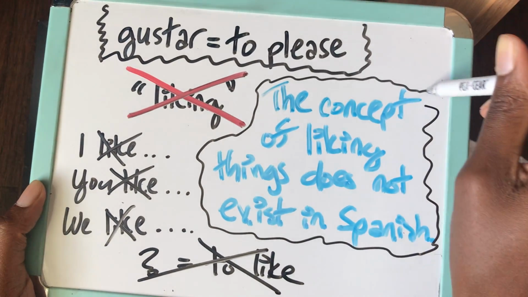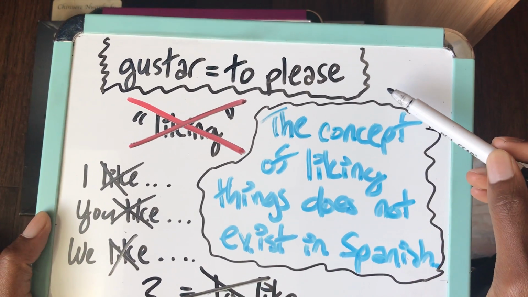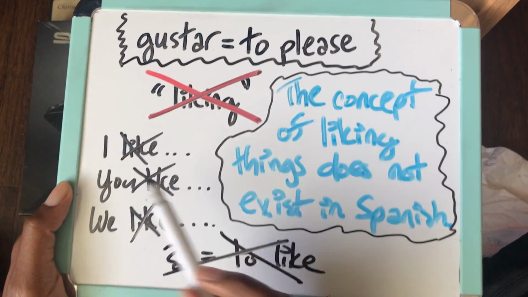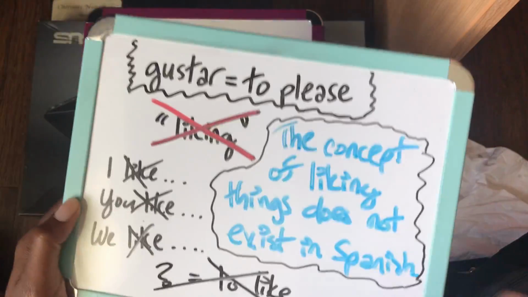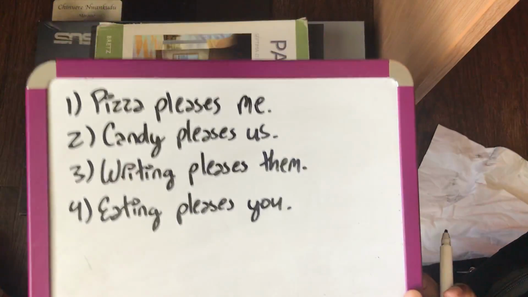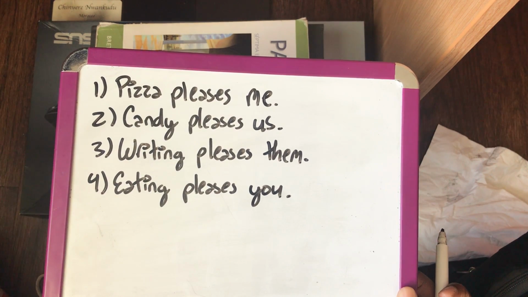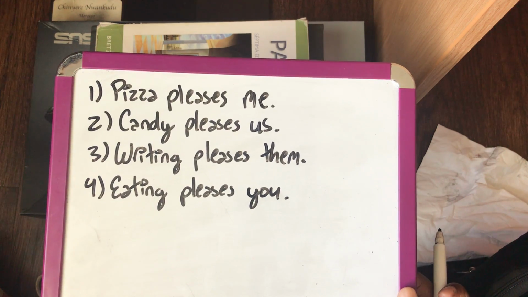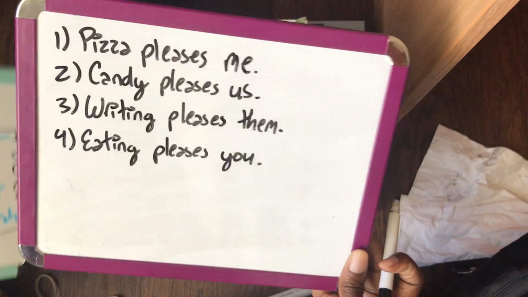And the quicker you get rid of the idea of liking, and the quicker you start replacing it with to please, the happier life is going to be. No I like, no you like, no we like, no nothing. That's all gone, okay? What we have is to please. I don't like pizza. Pizza pleases me. I don't like candy. Candy pleases me. I don't like writing. Writing pleases me. I don't like eating. Eating pleases me. Okay? Or eating pleases you. Or writing pleases them. Or candy pleases us. When you get rid of that, things become a lot easier to do.